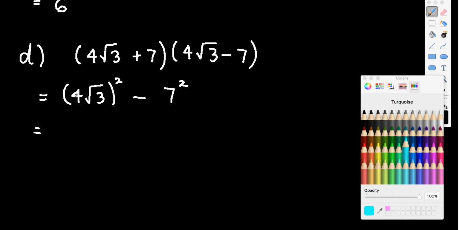So this first one, 4 squared is 16, we need to do 16 by 3. So that's going to be 48. 7 squared is 49. We're actually left with -1 with this one.